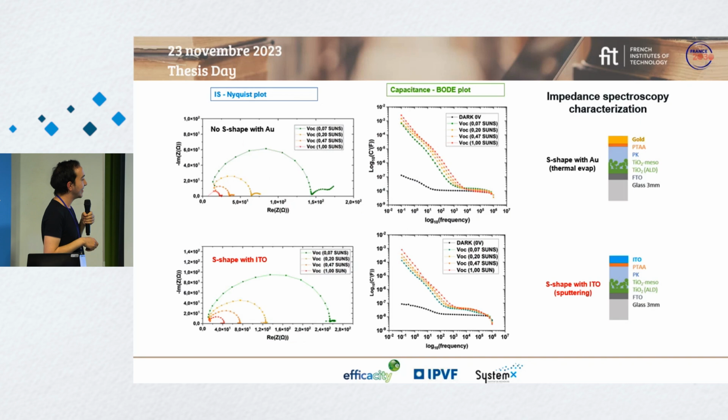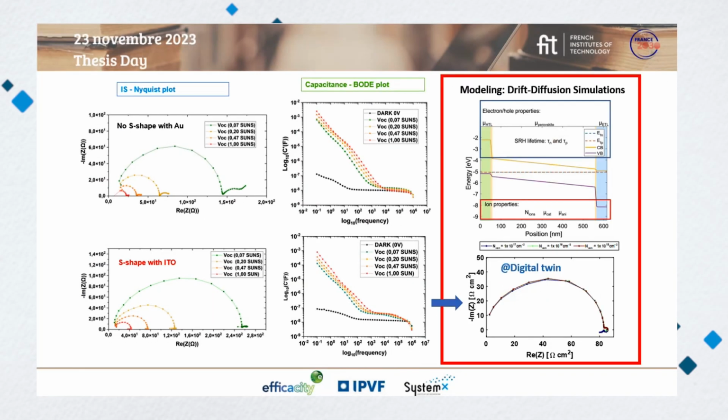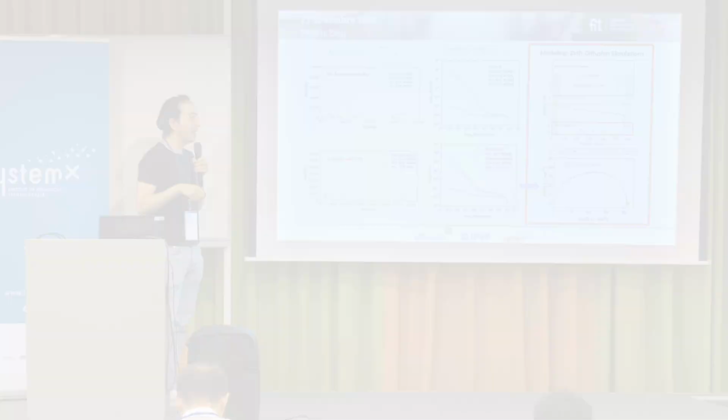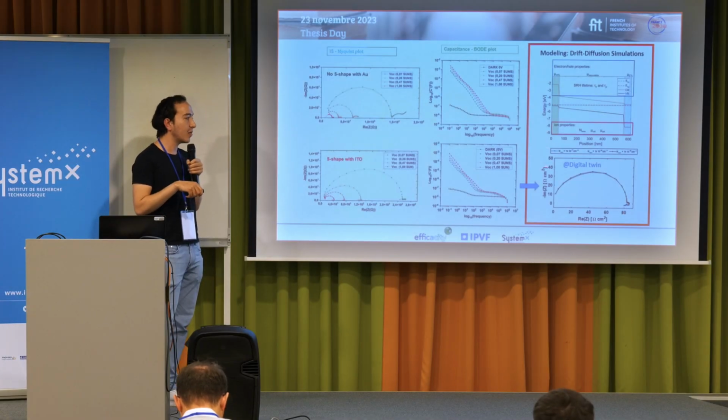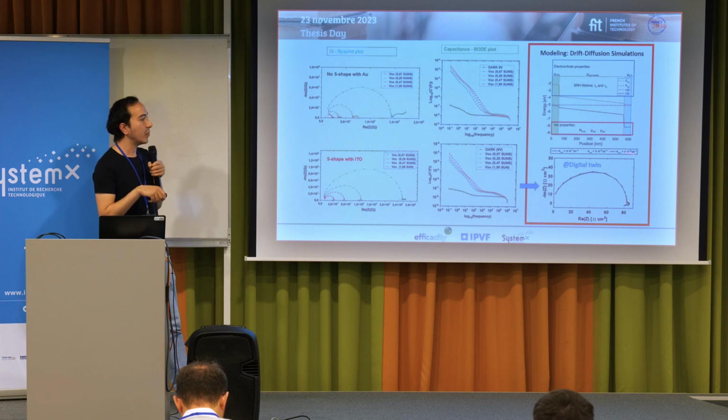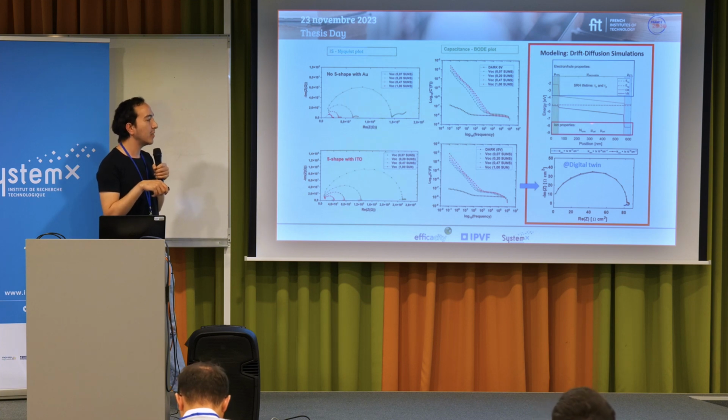So continuing with the examples, we have done this technique at IPVF. We see two different devices and how the characteristic responses are slightly different between them. And one thing that we are doing lately is trying to reproduce those experimental results in simulations, creating a digital twin of the device. With this, we can better correlate the real response with the specific properties of each material, so the mobility of each layer, the ion concentration, etc.